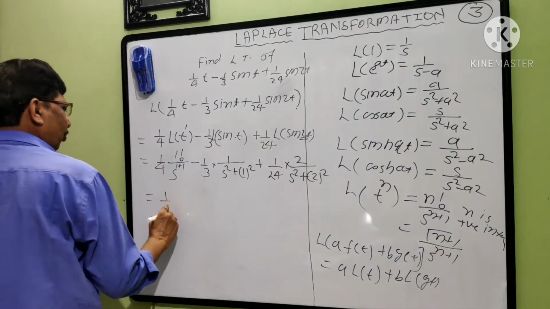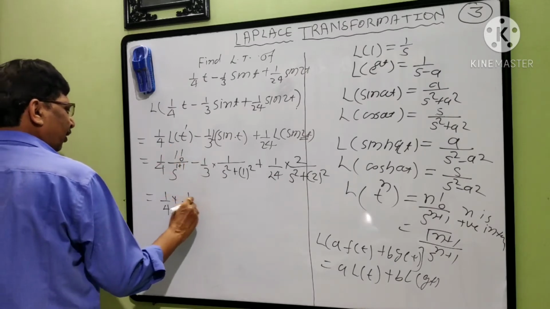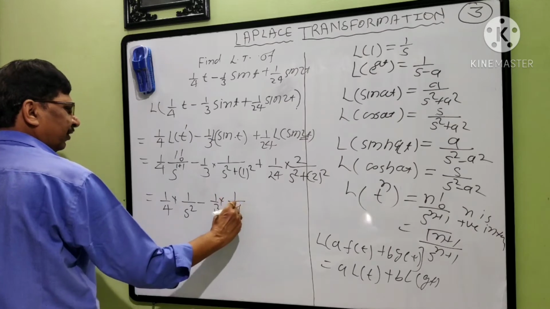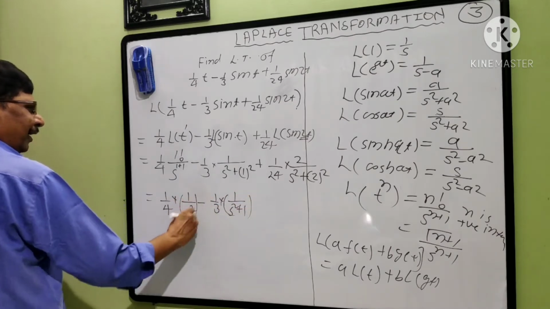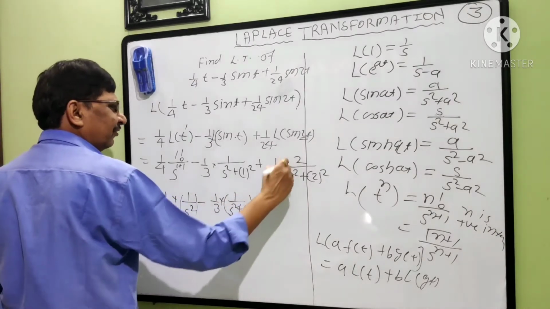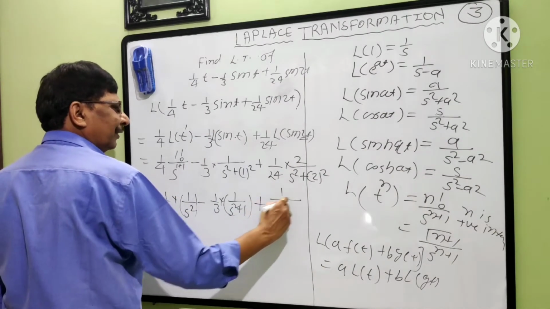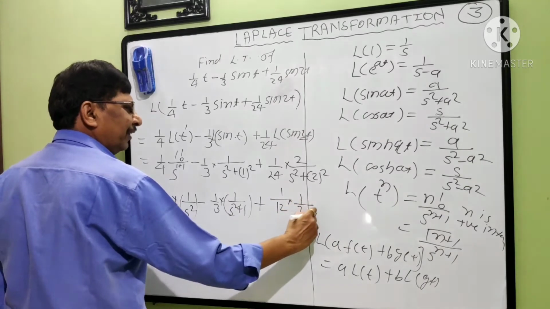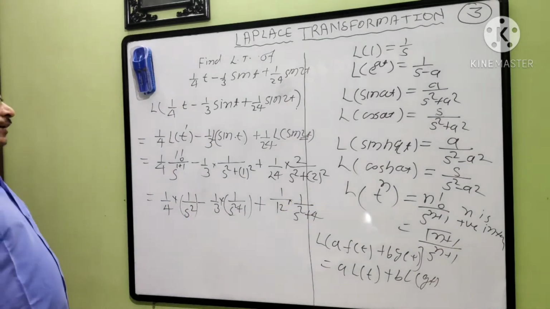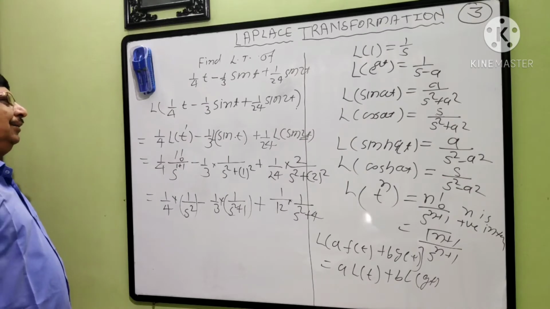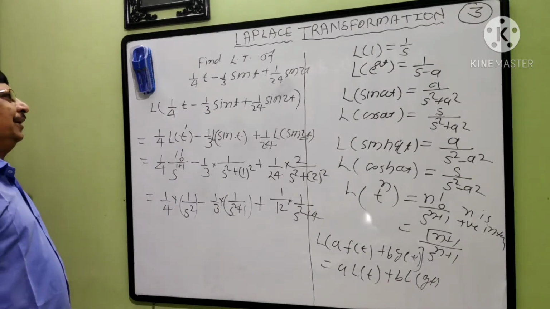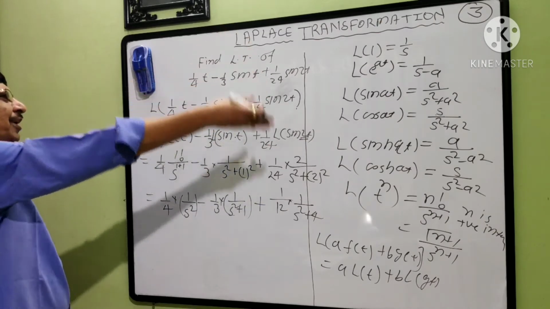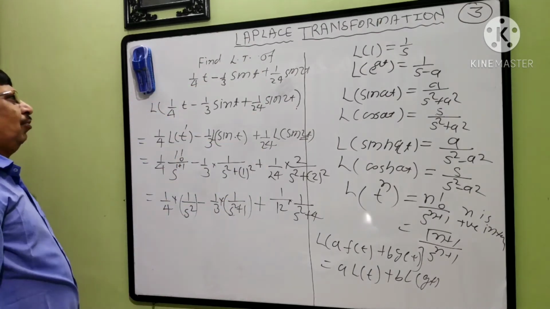Now that is 1 by 4 into 1 factorial, that is 1 upon s square, minus 1 by 3 into 1 upon s square plus 1. And plus, now this will get cancelled and it is 1 by 12 into 1 upon s square plus 4. Very simple. I think it should be clear, because I have done nothing. Formulas are written on the board. Use only these formulas.